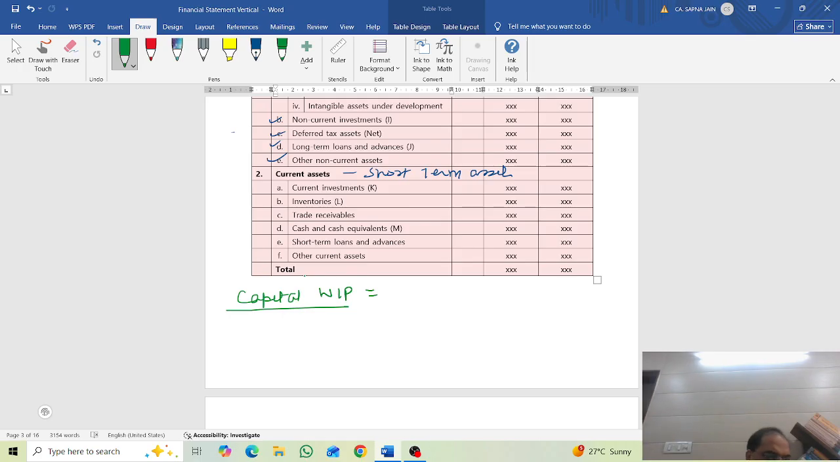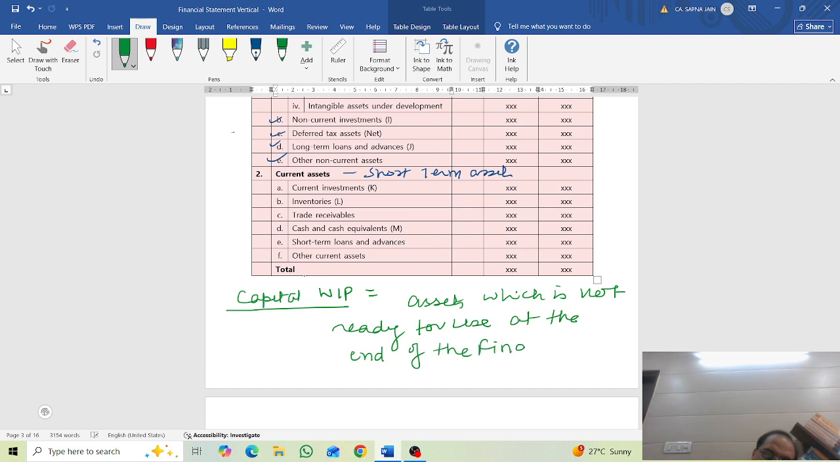So what is capital WIP? Assets which are not ready for use at the end of the financial year. The assets which are not in a position for use, this is called capital WIP.